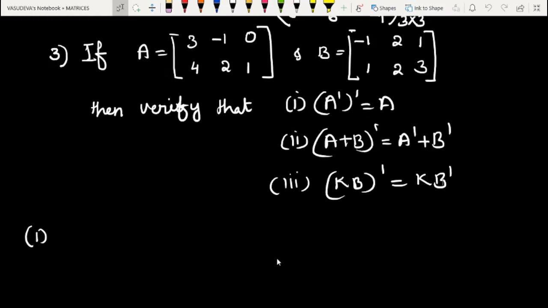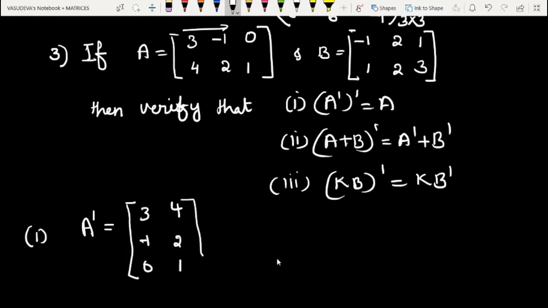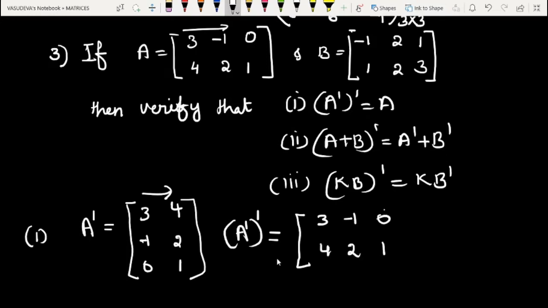So if we take A, A dash is obtained by interchanging the rows of A into columns, that is [3, 4; -1, 2; 0, 1]. And the transpose of A dash: again we have to interchange the rows into columns, or columns into rows, that is [3, -1, 0; 4, 2, 1].